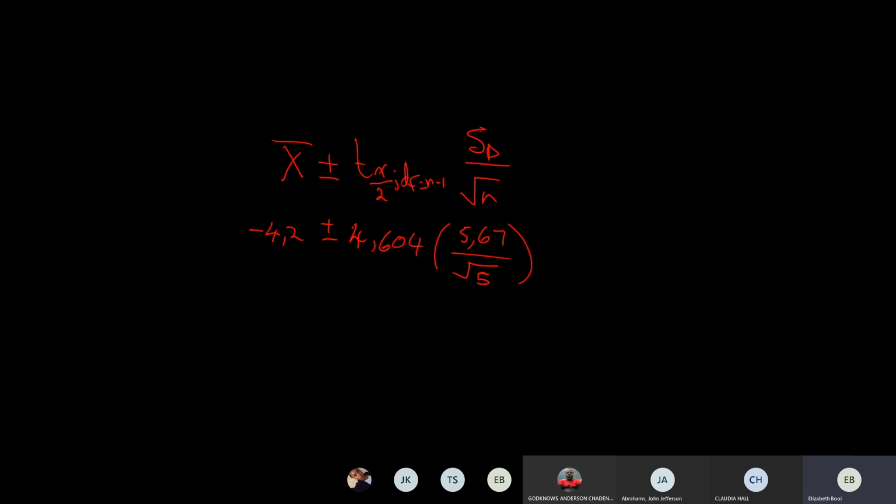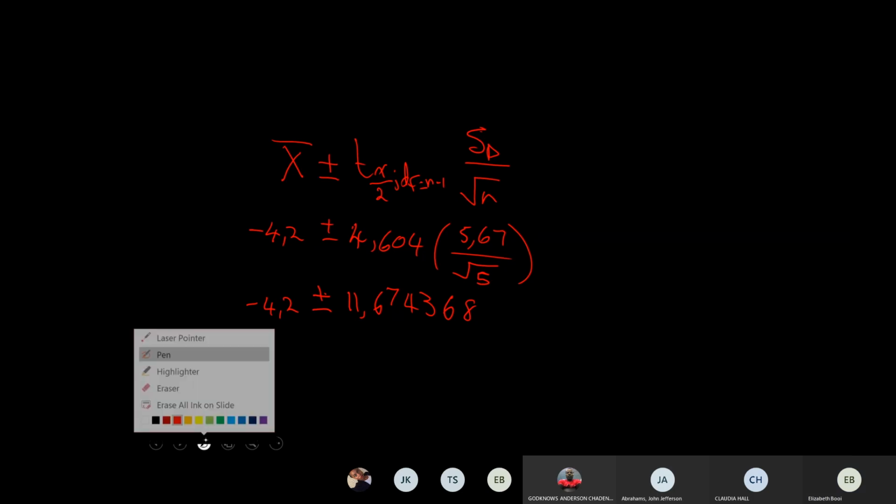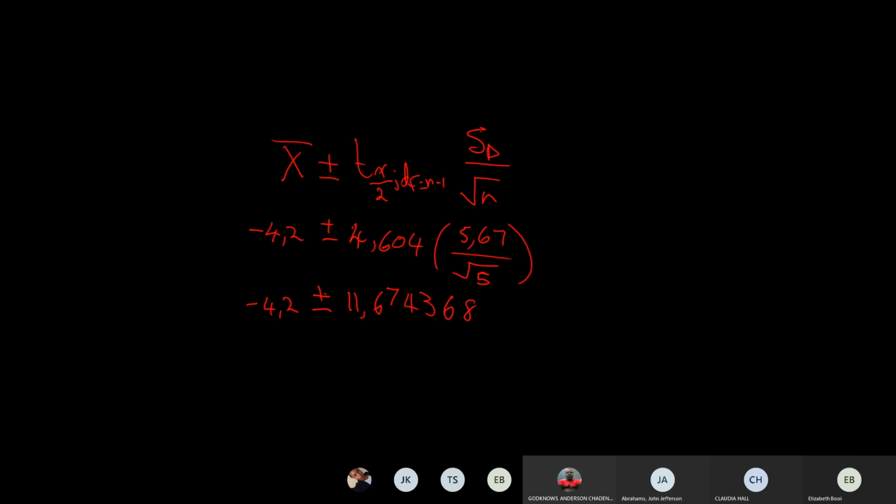So we can calculate our confidence interval. To start with, we start with what is inside the bracket, which says 5.67 divided by the square root of 5, which gives us 2.535701. And I need to multiply that with the critical value of 4.604, and that gives me plus or minus 11.674368. Remember to keep all the values, only round off when you get to the final answer. And that will be minus 4.2. And now let's use black.